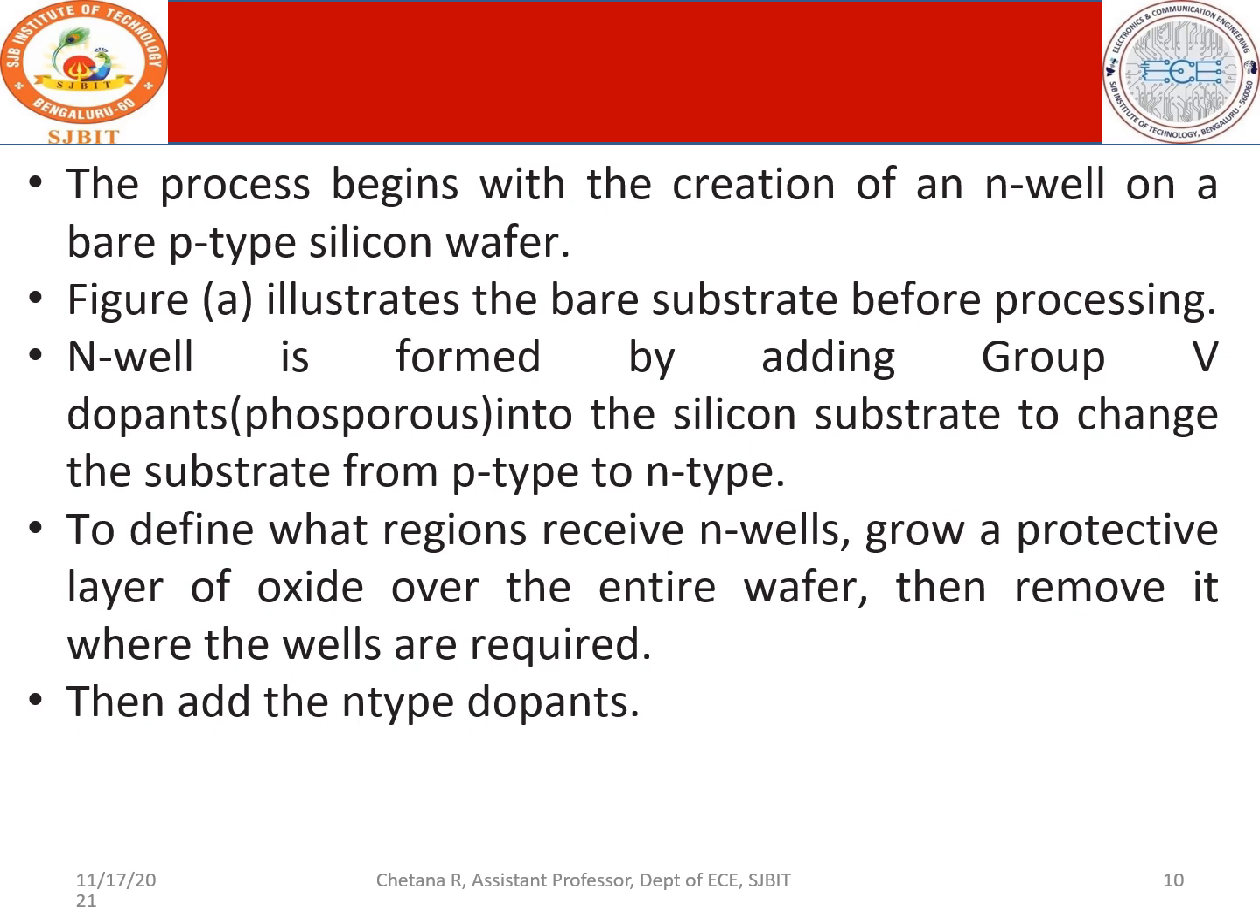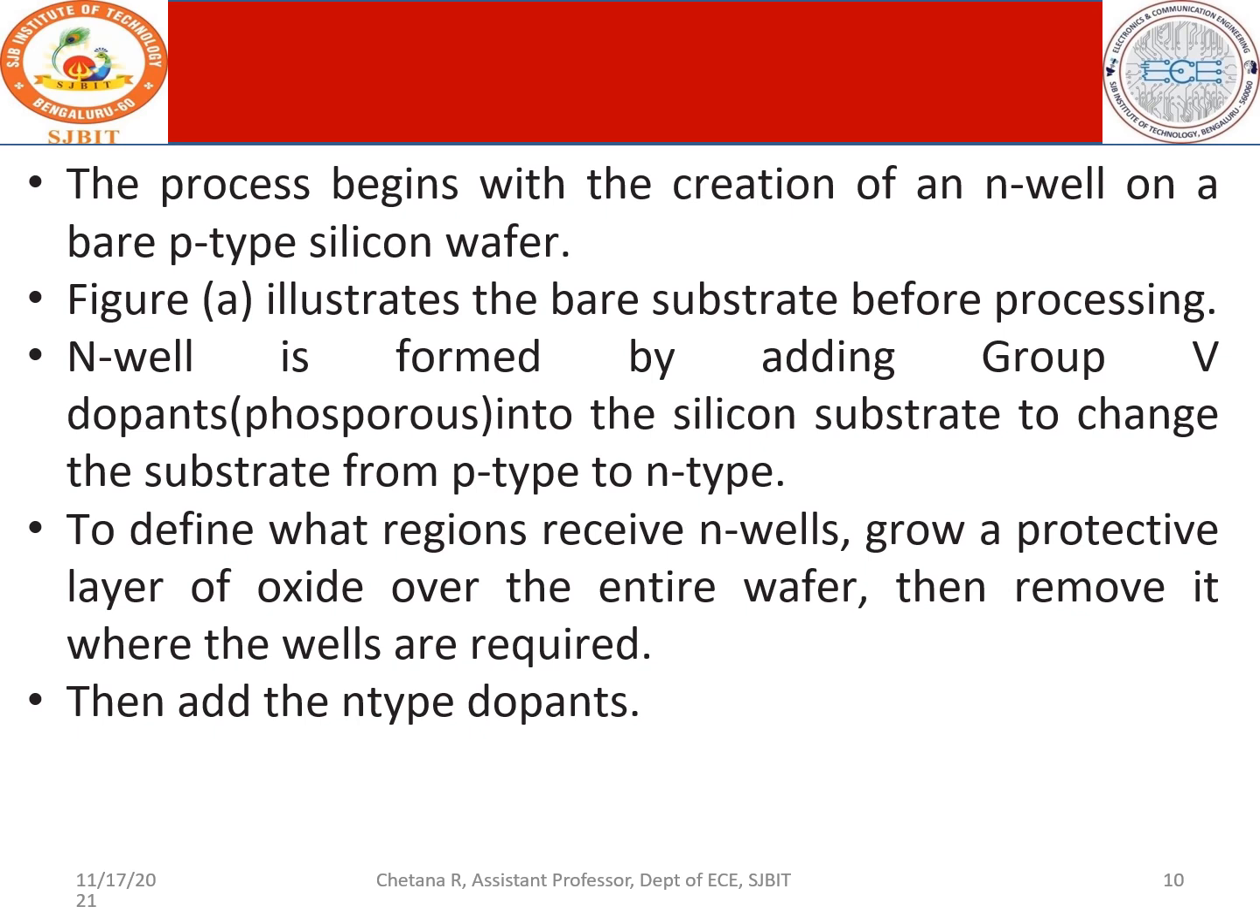So the process begins with the creation of an N-well on a bare p-type silicon wafer, as I have already told you. So figure A illustrates the bare substrate before processing. And how is it possible to create the N-well? So the N-well is formed by adding group 5 dopants. In group 5 you have phosphorus, which is a pentavalent element, and as a result when you put it into a silicon substrate, the silicon substrate changes from p-type to n-type.